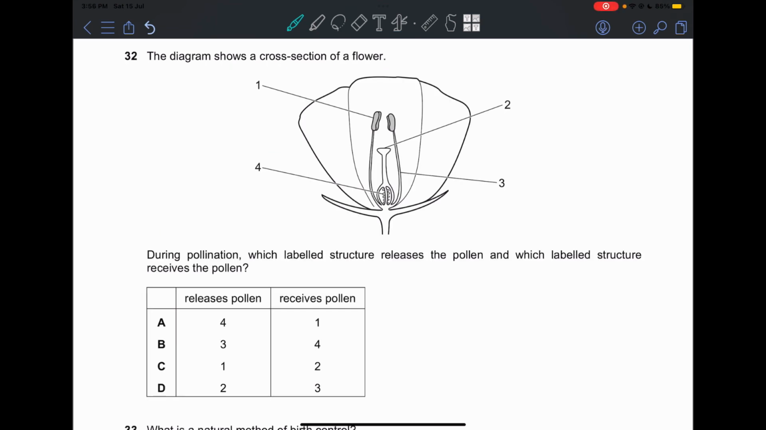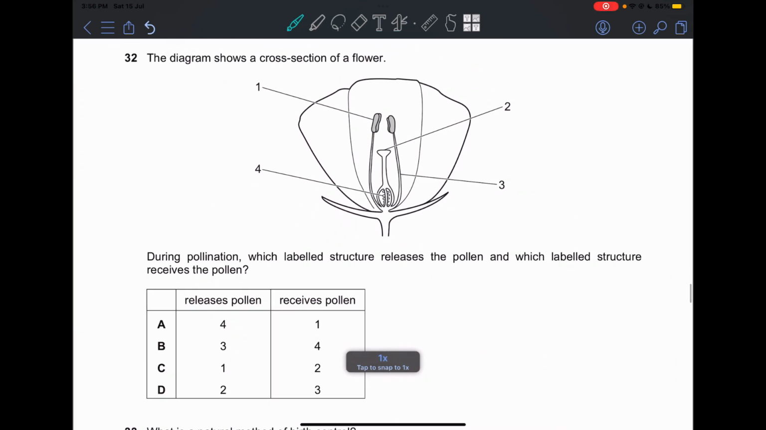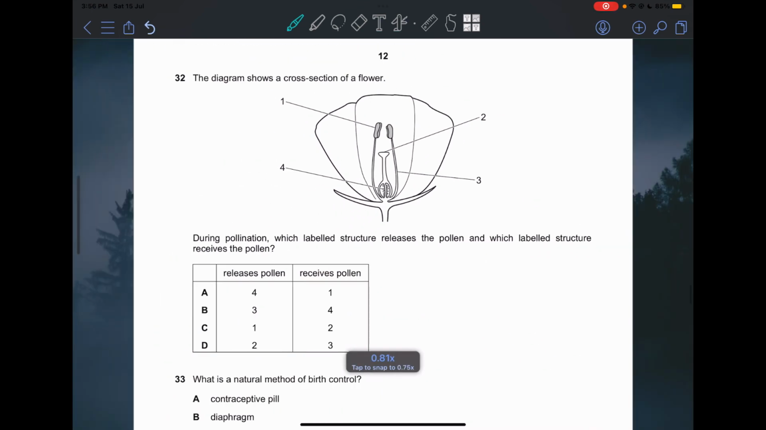32. The diagram shows a cross-section of a flower during pollination. Which labeled structure releases the pollen and which labeled structure receives the pollen? Now over here we know that the releasing of pollen is actually from the anther, which is part of the male organs of a flower, and the stigma of the female will receive the pollen that is produced by the anther. So our answer is going to be C, because number 1 is indicating the anther and 2 is indicating the stigma.